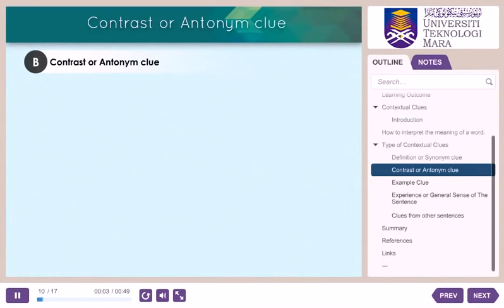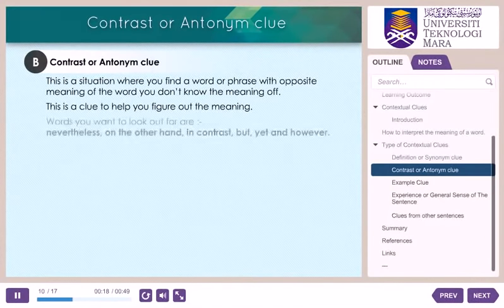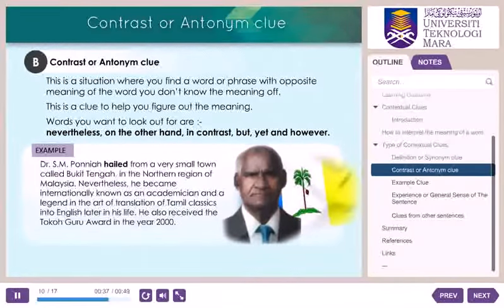Contrast clue. This is a situation where you find a word or phrase with the opposite meaning of the word you don't know the meaning of. This is a clue to help you figure out the meaning. Words you want to look out for are nevertheless, on the other hand, in contrast, but, yet, and however. Contrast clue is another method you could use to find the meaning of a word. The passage gives us an example of how Dr. S.M. Ponaya was a boy from a small town, but he made it big in life internationally.